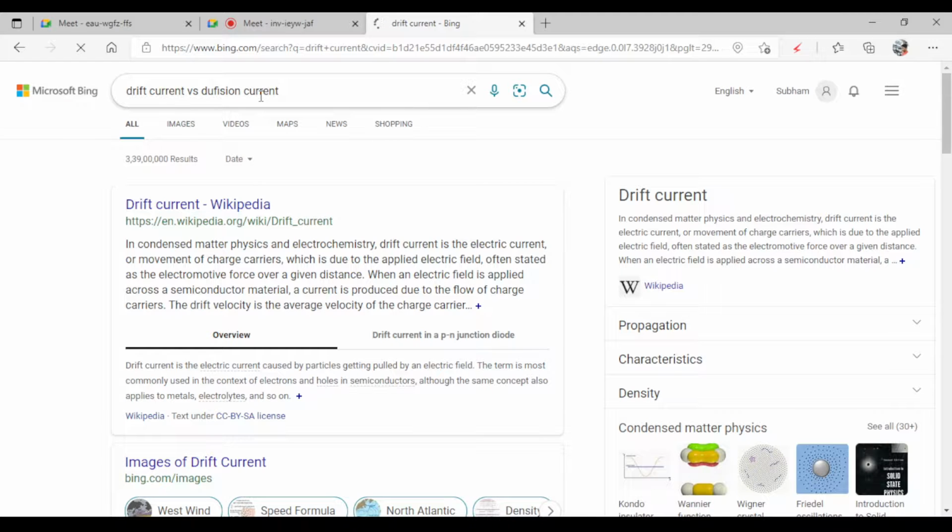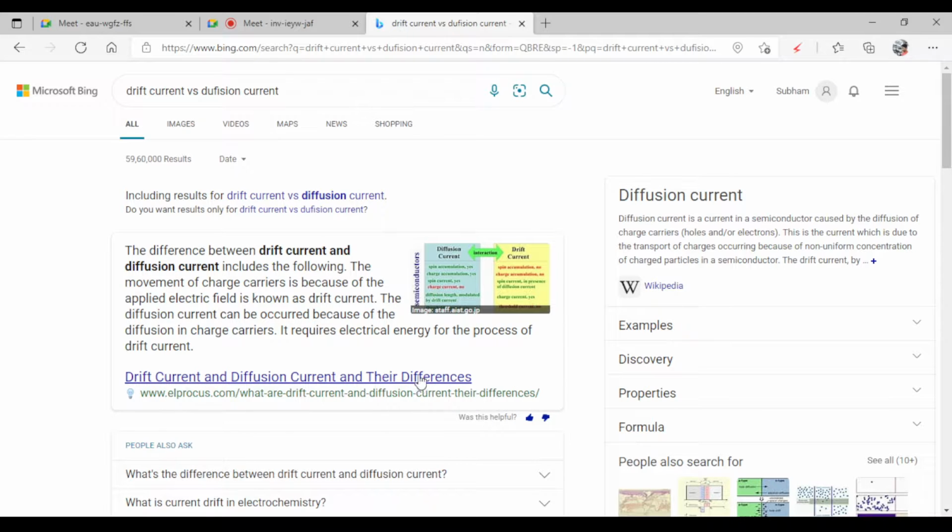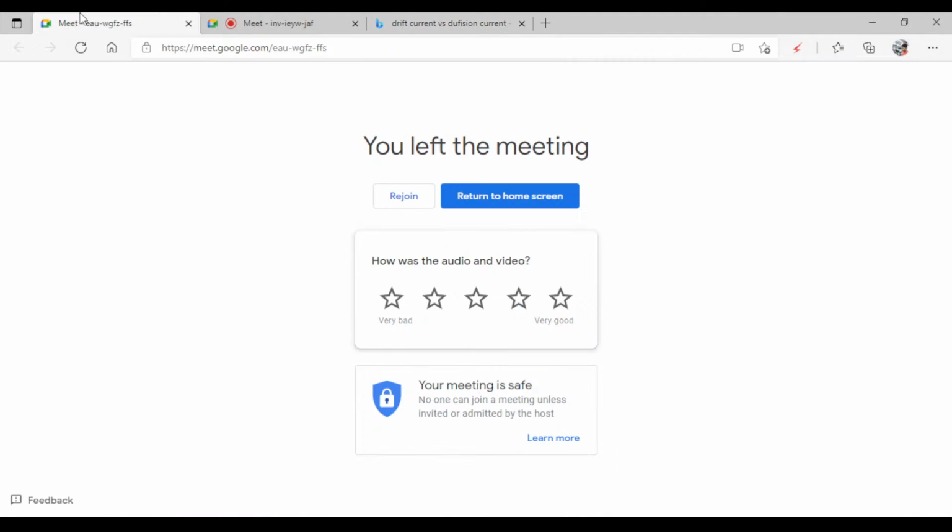What is the difference between charge carriers? What do you mean by charge carriers? Charge carriers, mainly diffusion current occurs due to the movement of electrons from the n side to the p side, and drift current occurs when minority carriers in the p side, like electrons, and holes in the n side. Wait a minute.